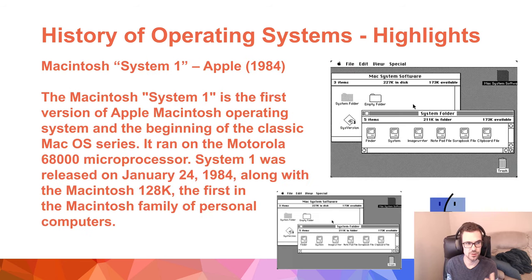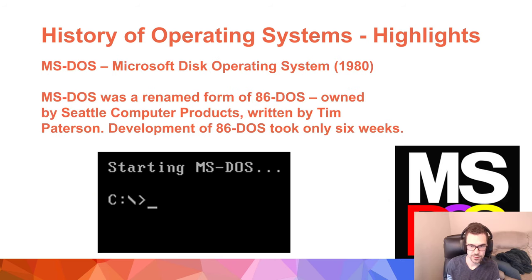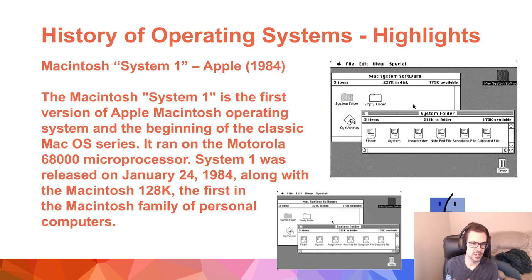It was just simple. And then Macintosh, or Apple, in 1984, so we have 1980, 1984, the Macintosh System 1, was the first version of Apple's Macintosh operating system. It started the classic series of Macintoshes, and it became one of the world's famous personal computing devices. In fact, if it wasn't for Apple, I don't know how well the computing industry would have done. They really got everything off the ground and made it so that everybody wanted to buy one and put one in their house. And they made this super, super simple interface.